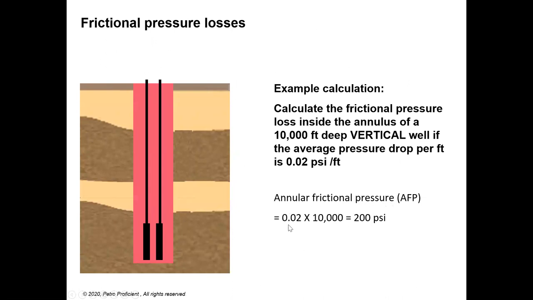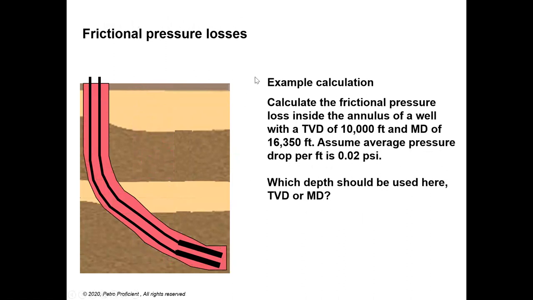Now, for a vertical well, if 0.02 psi per foot was your pressure drop, then your total annular friction pressure would be 200 psi. Then if you calculate the friction pressure loss in the annulus for a well like this, the measured depth in this case is 16,350 feet, so it is 327 psi. You are going to take measured depth, not TVD, for friction pressure loss calculations.